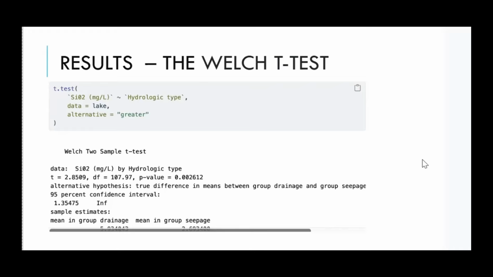Our null hypothesis is that the mean of the group drainage and the group seepage are the same. And the alternative hypothesis is that the mean for the group drainage is greater than the mean in group seepage. And we find that the p-value is 0.002, which is significantly smaller than 0.05. We can confirm that the drainage lakes have significantly higher silicon dioxide concentration than the seepage lakes.